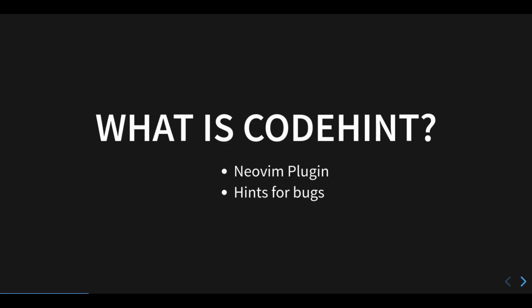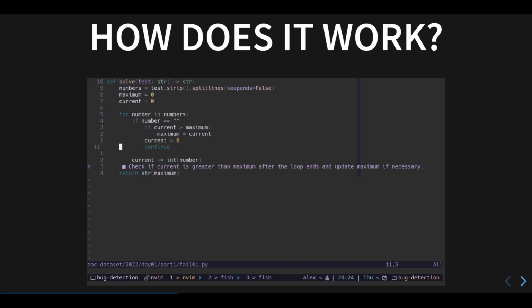First, what is CodeHint? Well, it is a plugin I developed for neovim. The main goal of this project is to make the programmer experience easier. CodeHint works by scanning the source code file for bugs and then suggesting hints on how to fix them using ChatGPT.